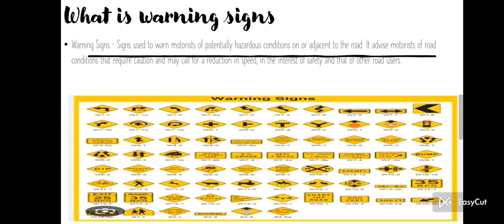What are warning signs? Warning signs are used to warn motorists of potentially hazardous conditions on or adjacent to the road. They advise motorists of road conditions that require caution and may call for a reduction in speed in the interest of safety and that of other road users. Actually, the warning sign is like you can't go like this. These warning signs are very important. If you neglect any of these warning signs, then you might be fined.